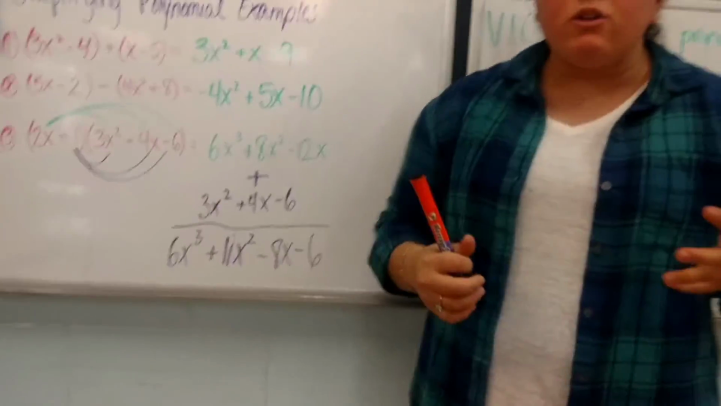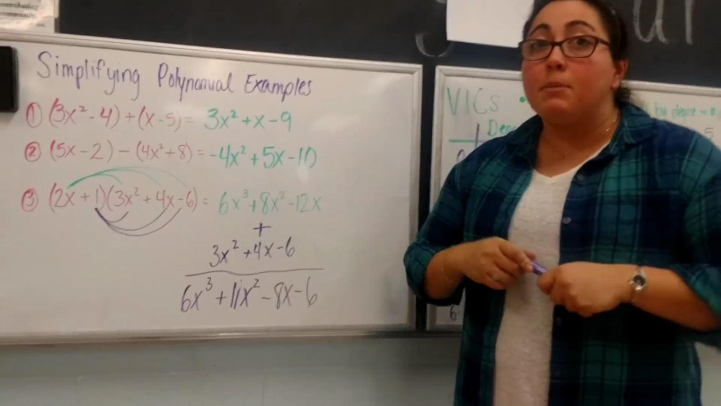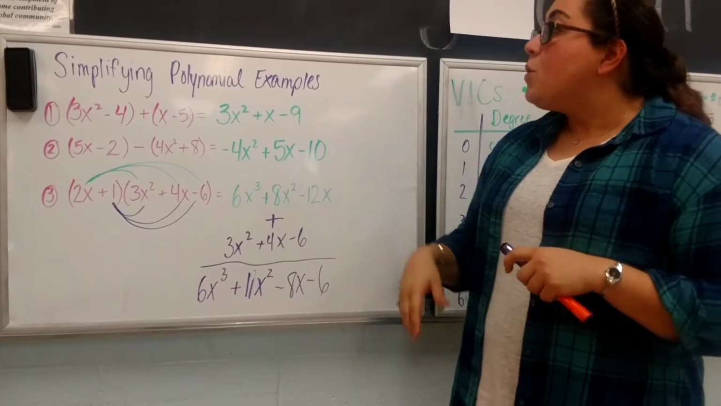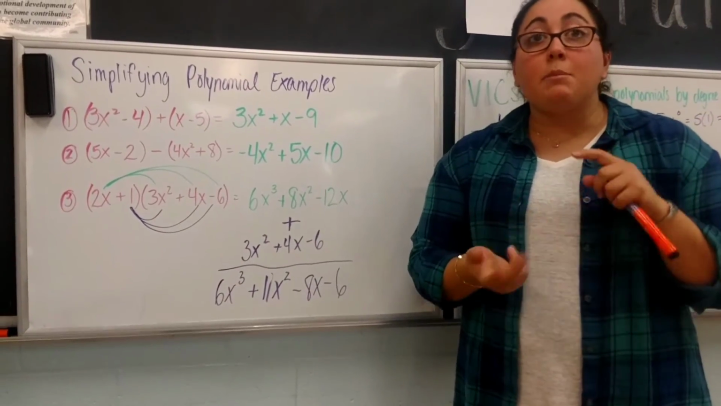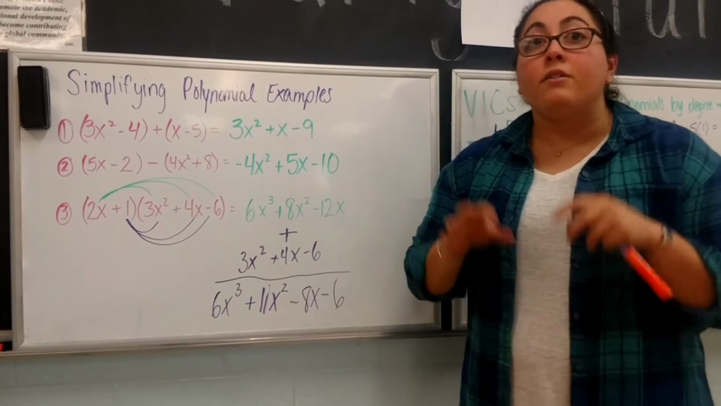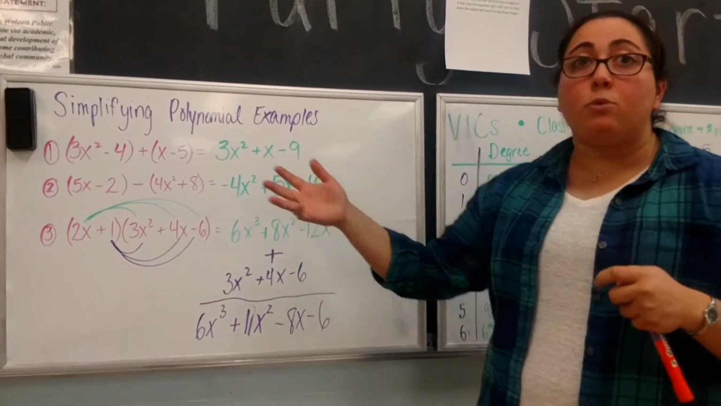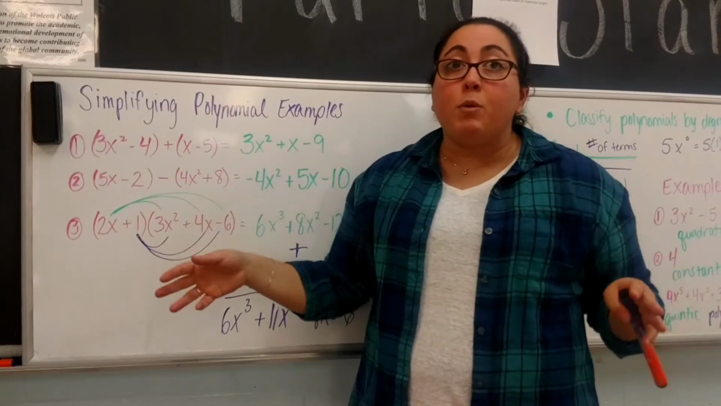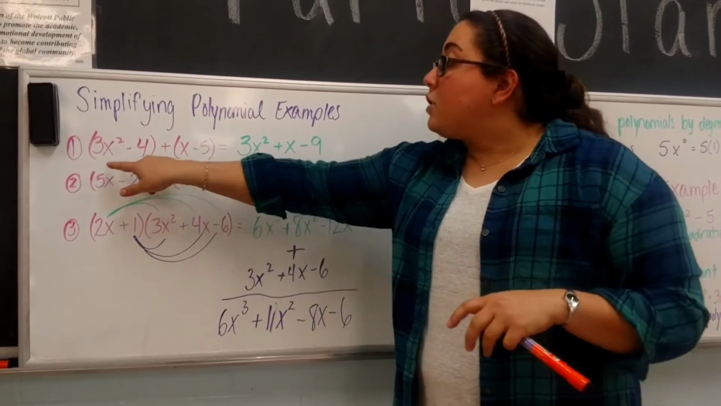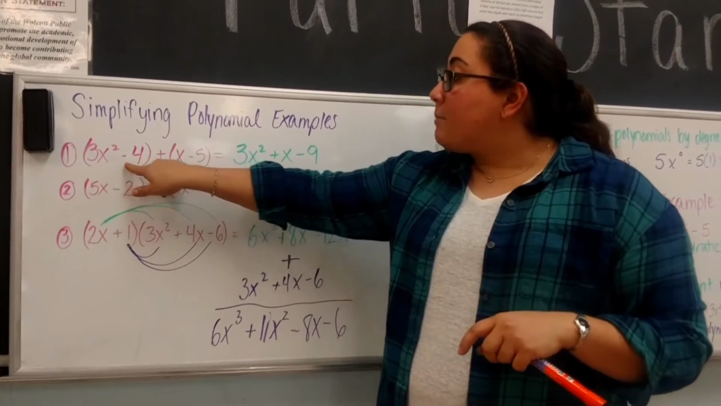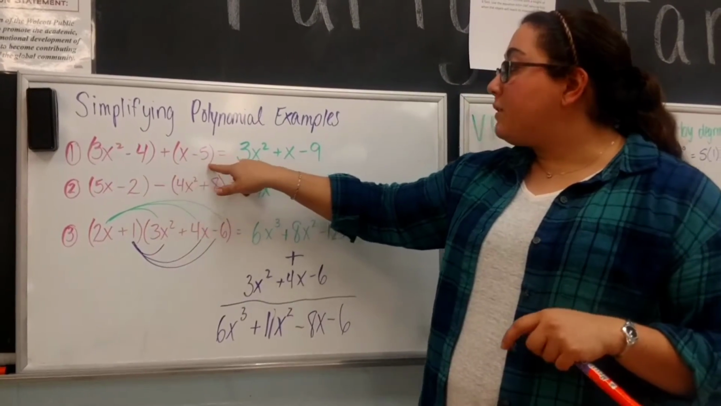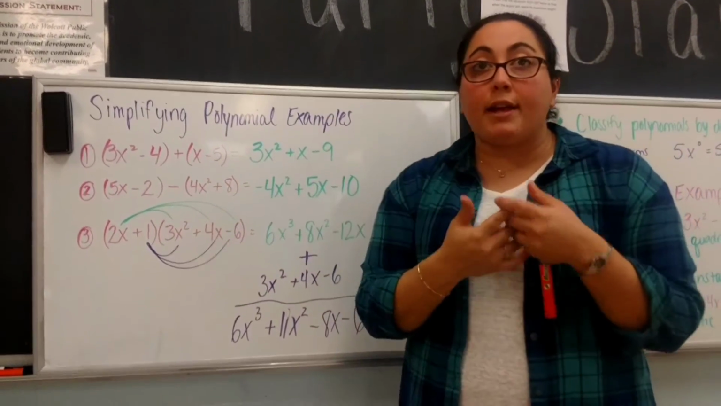With these polynomials, we're eventually going to be graphing them, but first we need to know how to simplify them. We can simplify by adding, subtracting, multiplying, and later we'll get to dividing. For now, we're going to focus on adding, subtracting, and multiplying. When you add polynomials, you guys have done this since Algebra 1. You combine like terms. So if you have an example of 3x squared minus 4 plus x plus 5, you simply combine your like terms.